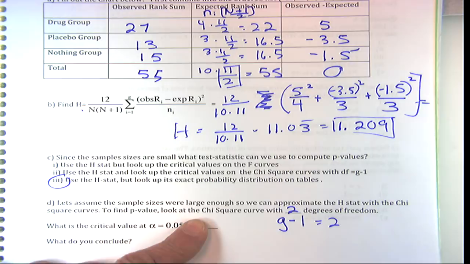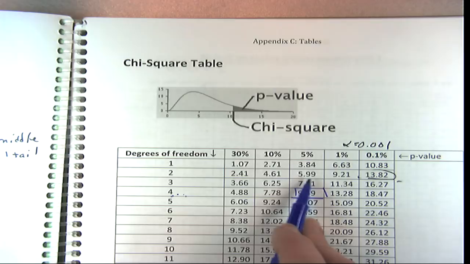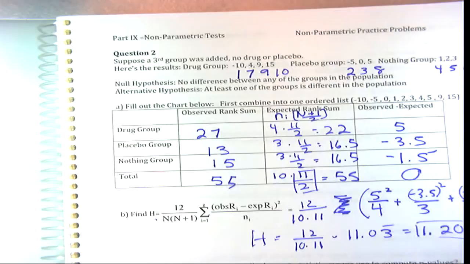And what's the critical value? You'd look it up. I'd have to give you an alpha here. And you'd just look it up. You'd have a chi-square table. And in this case, 2 degrees of freedom, and I asked you for 5%, that's 5.99. So that's what you'd write. And then what would you conclude?